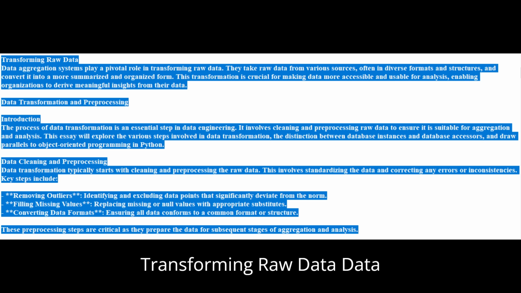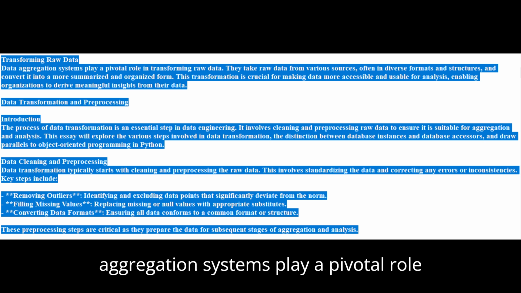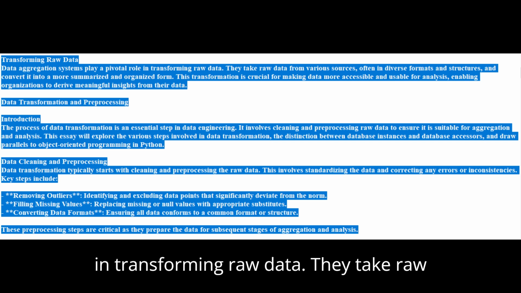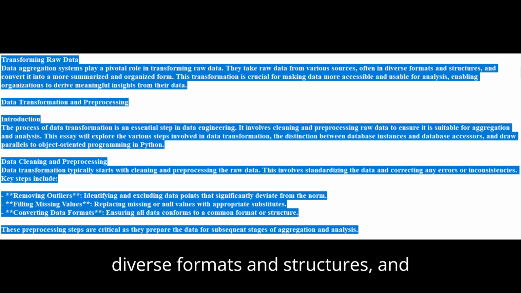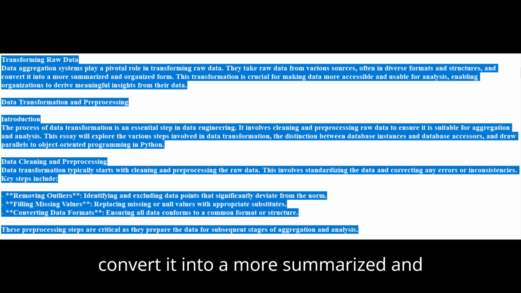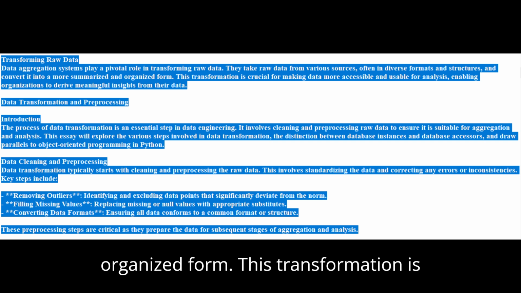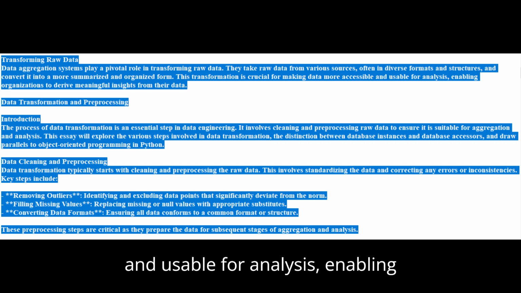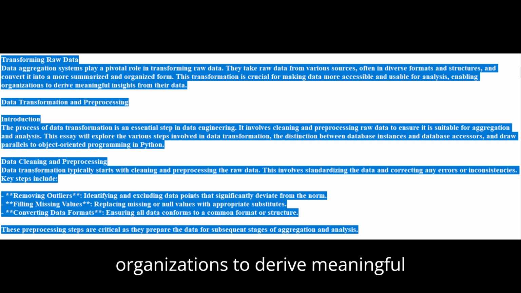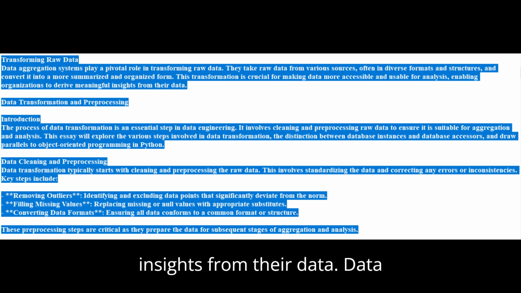Transforming raw data. Data aggregation systems play a pivotal role in transforming raw data. They take raw data from various sources, often in diverse formats and structures, and convert it into a more summarized and organized form. This transformation is crucial for making data more accessible and usable for analysis, enabling organizations to derive meaningful insights from their data.